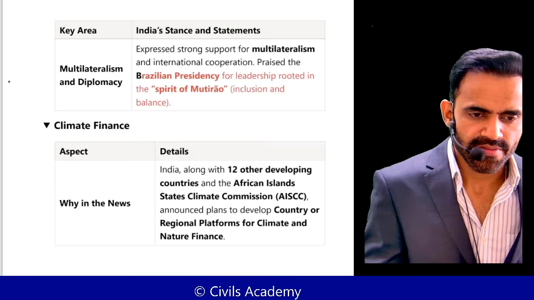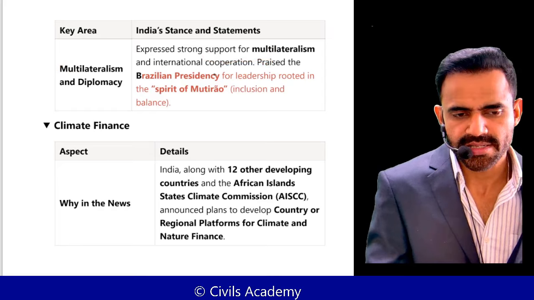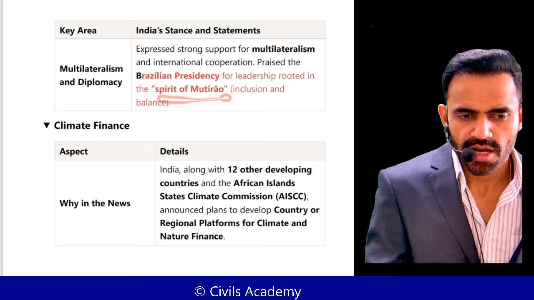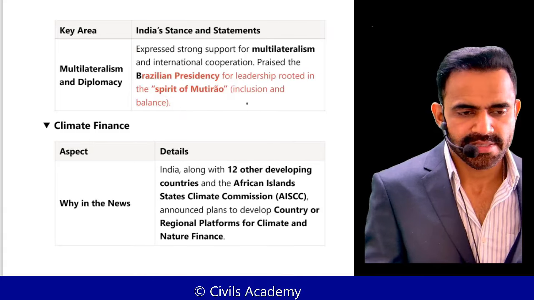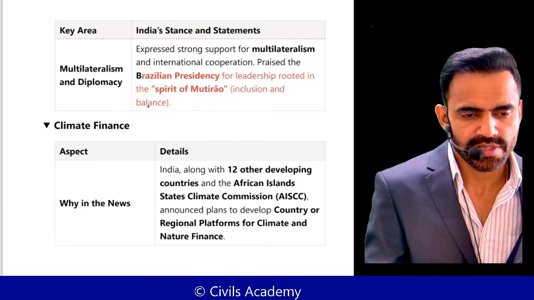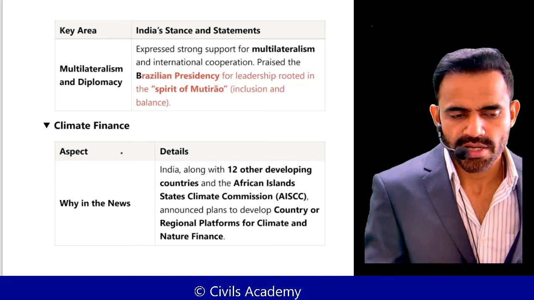Apart from that, India provided strong support for multilateralism and praised the Brazilian presidency for leadership rooted in the spirit of Mutirao. In a very simple sense, inclusion and balance. Okay, so you can use this in an essay again. In prelims, of course, there is a low possibility of this information, but in mains, you can use it.